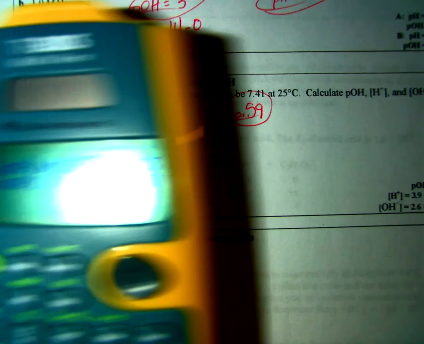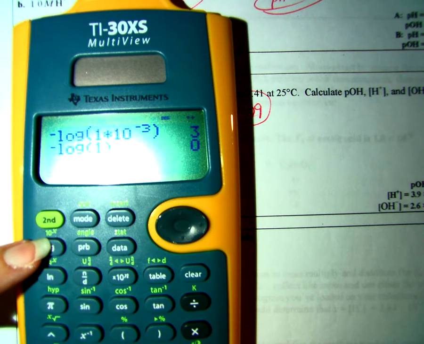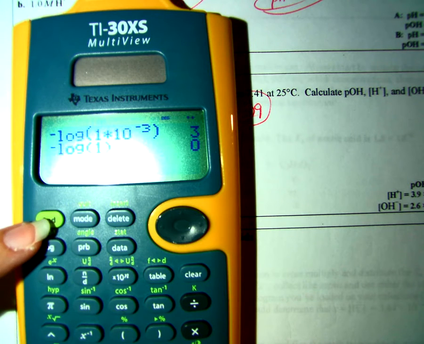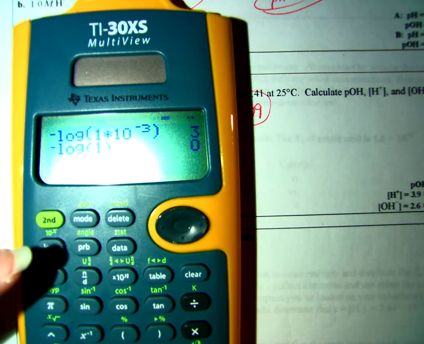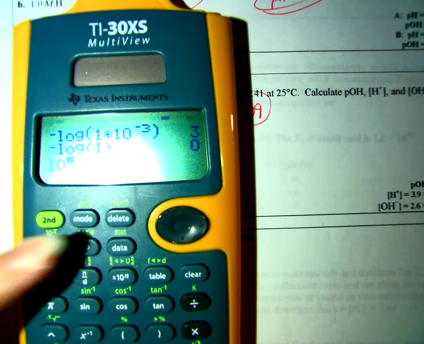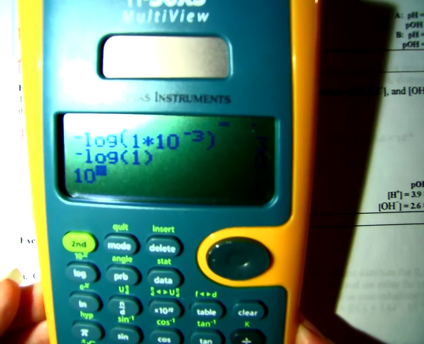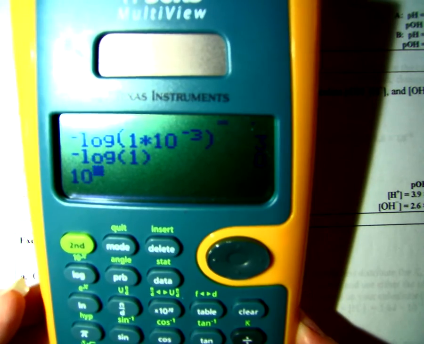Inverse log. So that means if you go to your calculator, right above the log button on mine, you've got in green, it says 10 to the x. It doesn't matter which type of calculator you have. You should have a second button, and there should be a 10 to the x above your log. That means the inverse log. So if you go second inverse log, do you see that little 10 with the blinking box up at the top of it as a superscript?